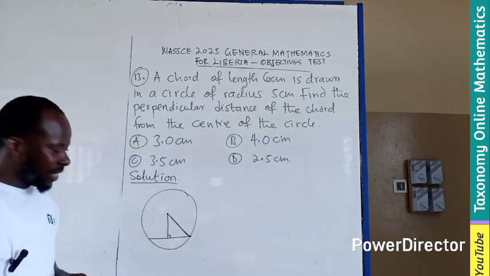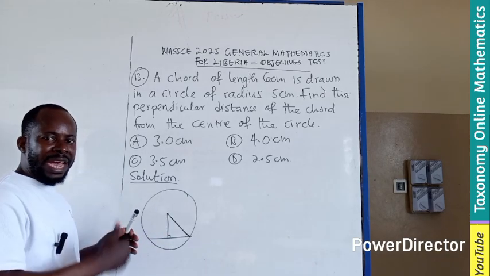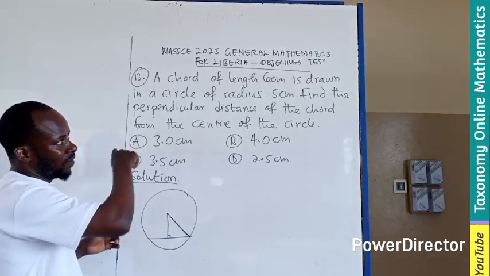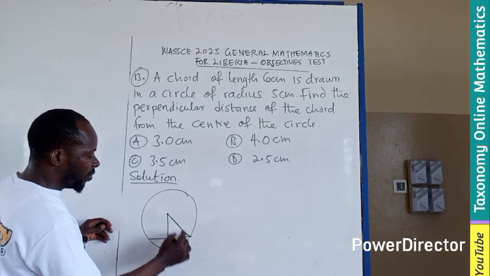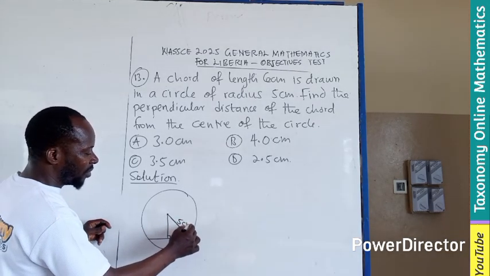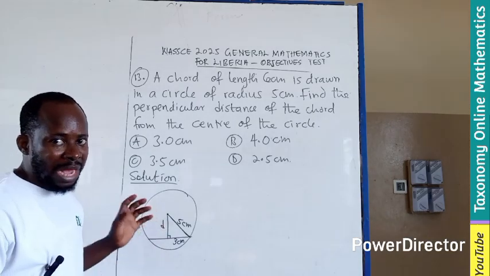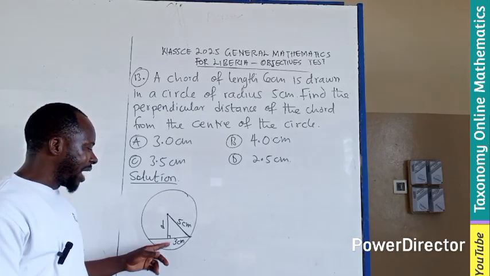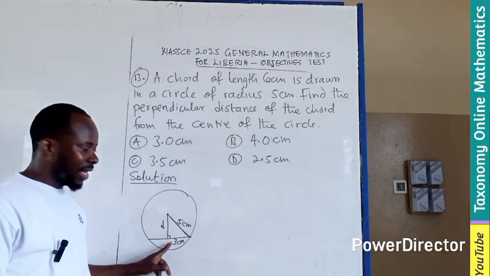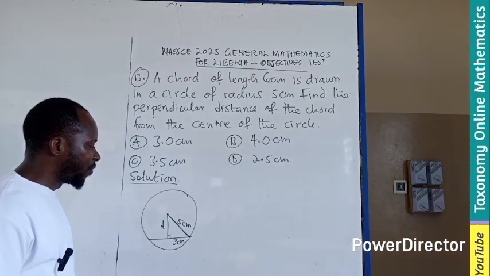from the center. Remember, any line that is perpendicular to a chord divides the chord into two equal parts. So if the length is 6 cm, it means here becomes 3 cm, here is 5 cm. I am looking for the length, D. Without even calculating, if you know your Pythagorean triplet, you can tell that if here is 3, 5, here will be 4. But let's still calculate and see if you can get 4.